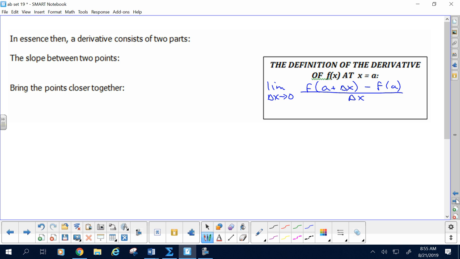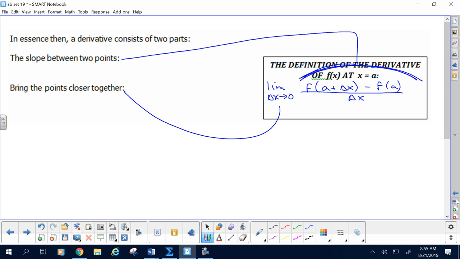In essence, then, a derivative consists of two ideas. The slope between 2 points, which is that idea. And then getting the points closer and closer together, that's what the limit does. Taking the gap between the points down to nothing.